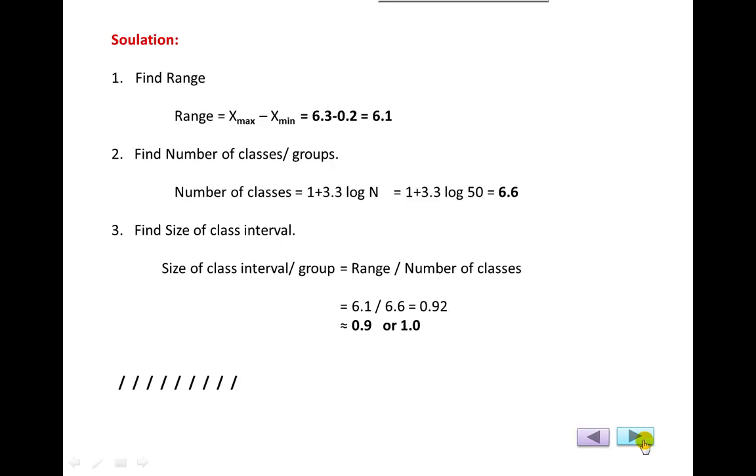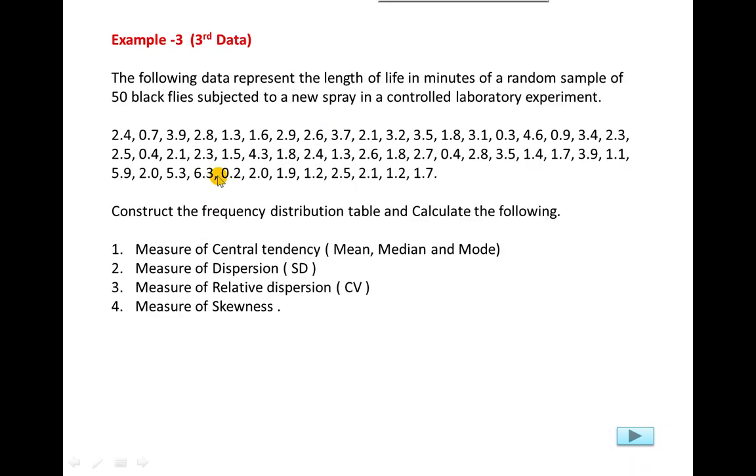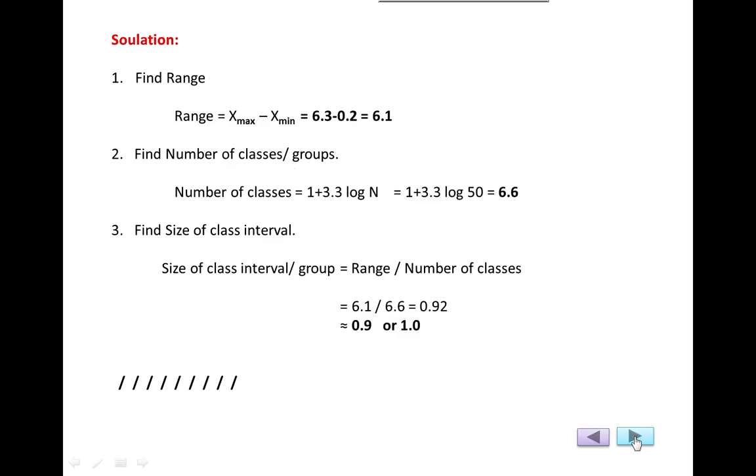First we will find the range, same as previously: maximum value of the data minus minimum value. The maximum value is 6.3, minimum 0.2. For the number of classes, this is the formula you have used 2 times, you will obtain 6.6. Size of class interval is equal to range upon number of classes, 6.1 upon 6.6, you will obtain 0.92. So you can take this value 0.92 approximately equal to 0.9 or 1.